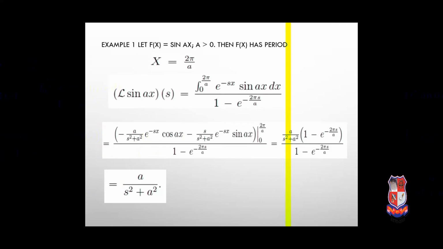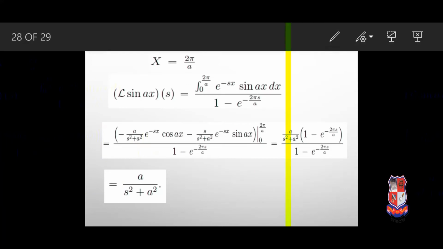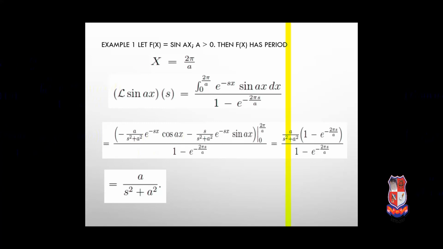For example, let f of x is equal to sin ax, with x greater than 0. Then f of x has period 2 pi by a. Laplace of sin ax according to the definition is equal to the integration from 0 to 2 pi by a of e raised to minus sx sin ax dx, multiplied by 1 upon 1 minus e raised to minus 2 pi s upon a.